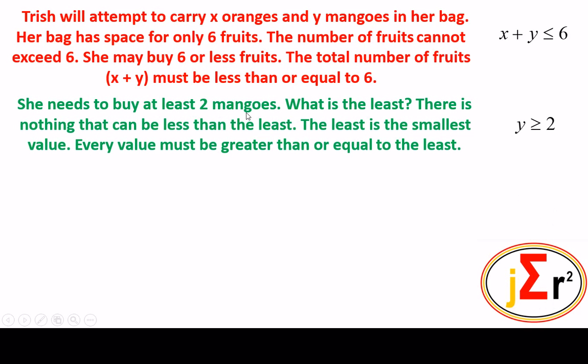At least 2 mangoes. The number of mangoes is Y. Therefore, if that is the least, Y must be greater than or equal to the least, which is 2. Y is greater than or equal to 2.